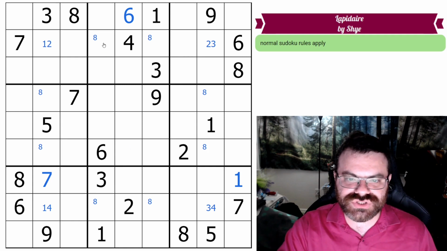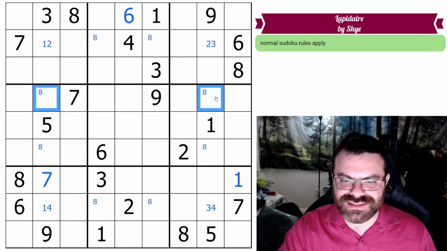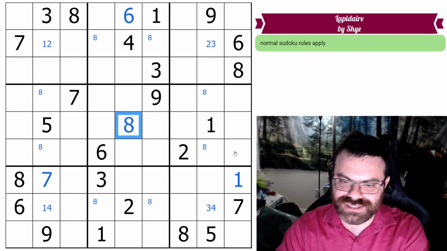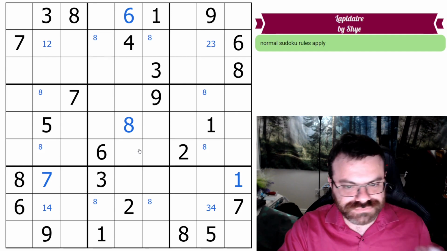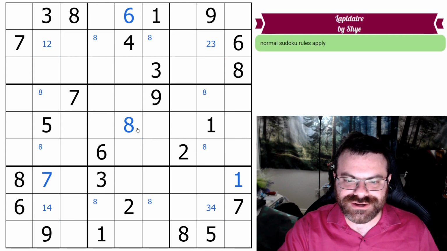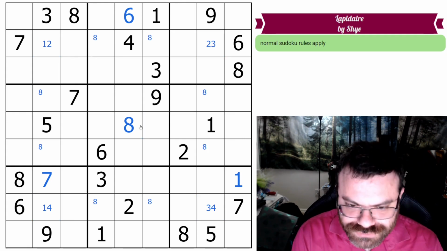And so now, the strong links formed by the X-wing, we have a strong link here and a strong link here, which means anything seen by these two can't be 8, anything seen by these two can't be 8, anything seen by these two can't be 8, and anything seen by these two can't be 8, and that leaves just one spot for 8, which is right here, right in the center of this box. So aside from the XY ring that we found, there's also that sort of 8s there. And I used that to explain the strong link terminology.